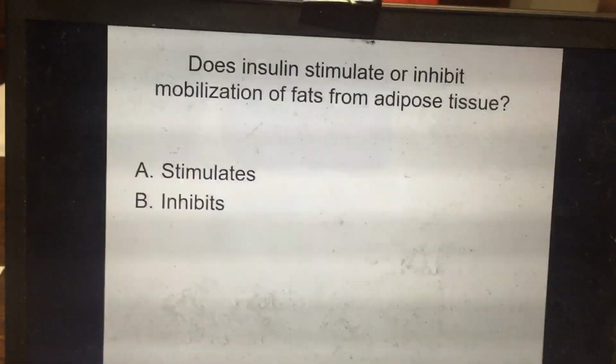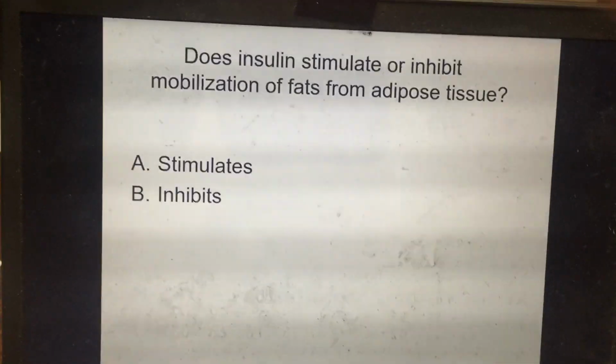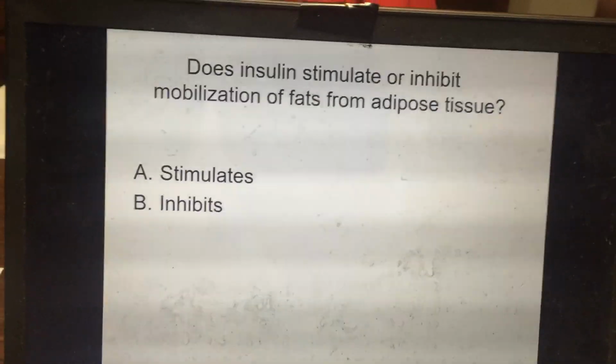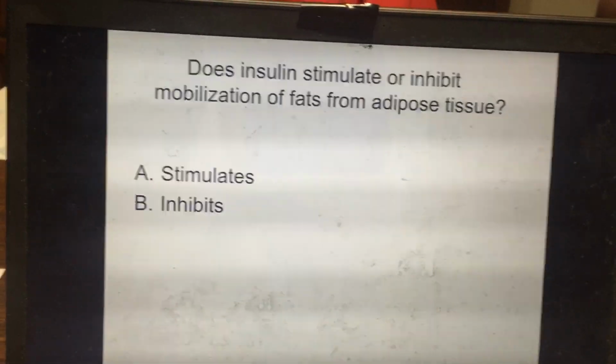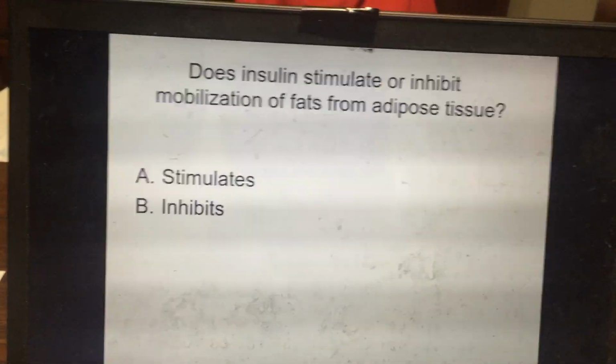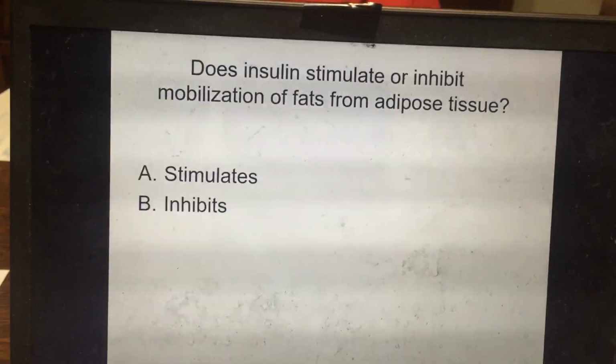Now, does insulin stimulate or inhibit mobilization of fats from adipose tissue? And the correct answer here is B. It inhibits the mobilization of fats from adipose tissue. So insulin has the effect to pack things away. So it would pack away fats rather than mobilize them from adipose tissue.